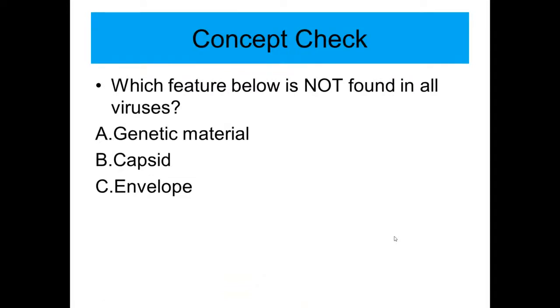Okay, so let's just ask this concept check question. Which feature is not found in all viruses? C. Good, the envelope. So some do, some don't, but they all have the genetic material within a protein capsid. That part is true on all viruses.